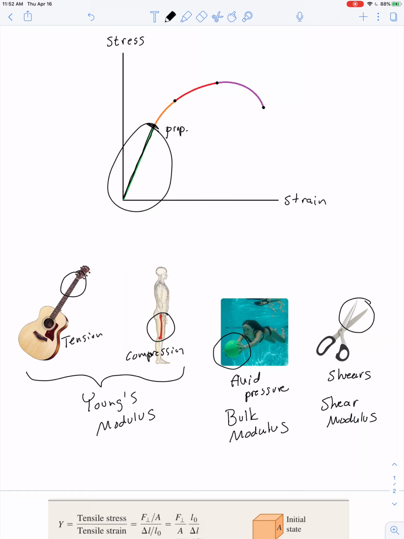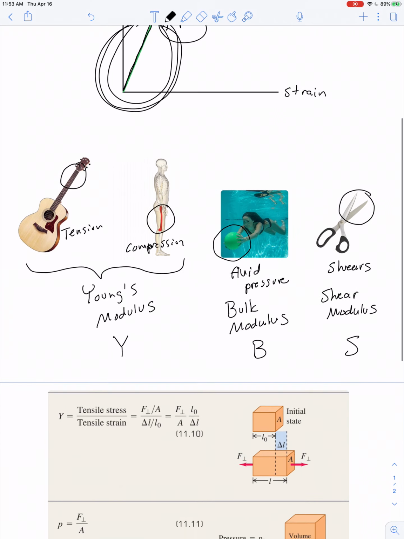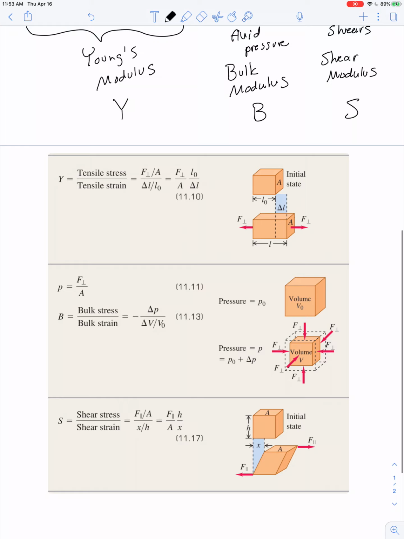In every case, there's a formula that gives you the value of Y, Young's modulus, or the value of B, bulk modulus, or the value of S, shear modulus. But make no mistake, all those values are nothing more than the slope of this graph within the proportional limit of stress to strain. So as a quick review, for the case of Young's modulus, either tension or compression, that constant of proportionality is just a ratio of stress over strain, where stress is given not just as force, but force per unit area, and strain isn't just the change in length, it's the percentage change in length.